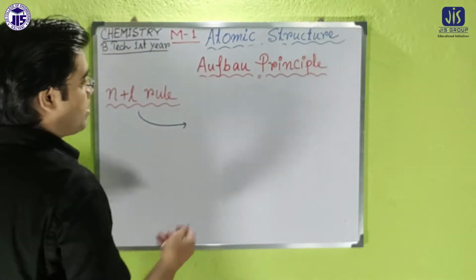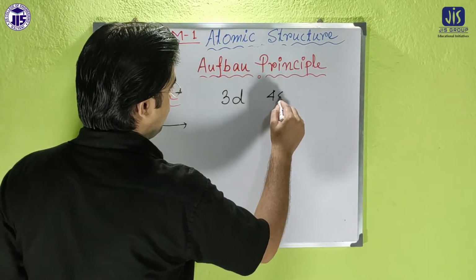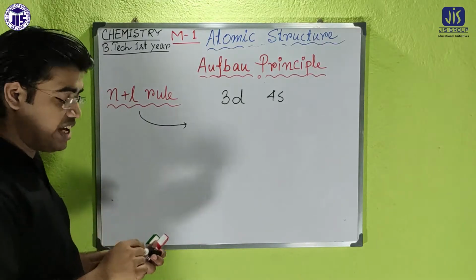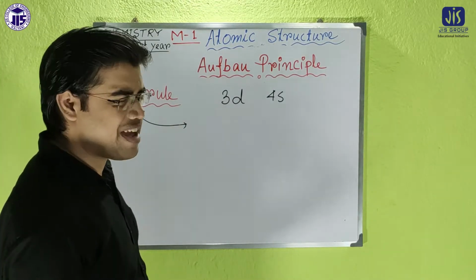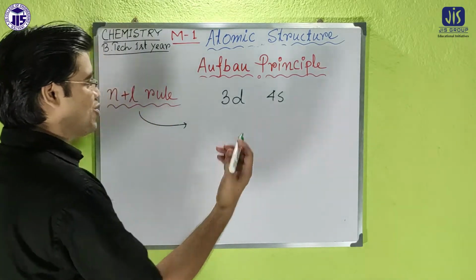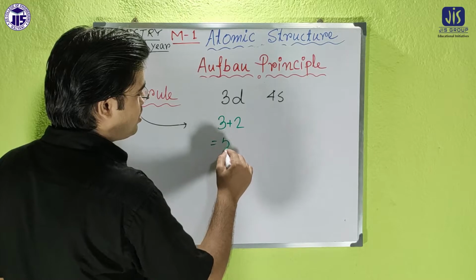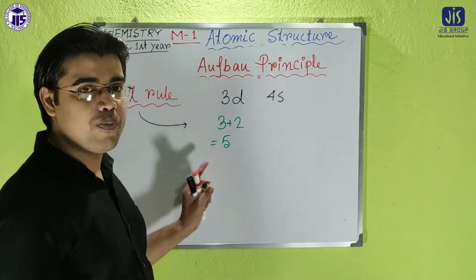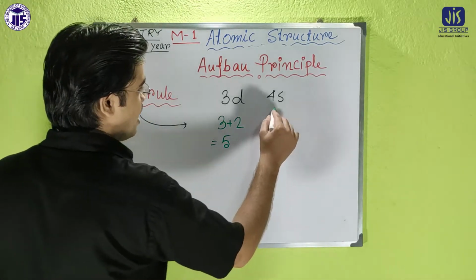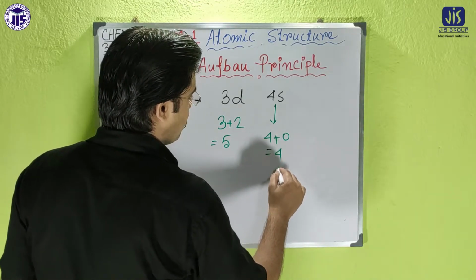Then I can give you another example. 3d and 4s. This is the most common example. I think all of you know. There is some exception. That's why we have to keep in mind that example always. So if it is 3d, 3 plus 2, that means it is the 5. And 4s means 4 plus 0. That means it is the 4.